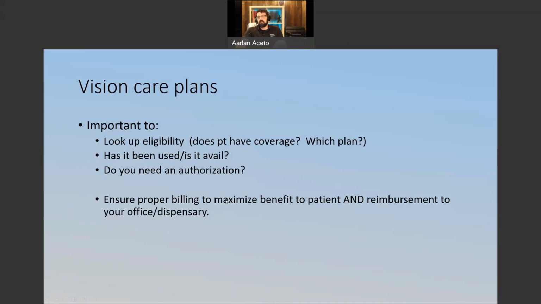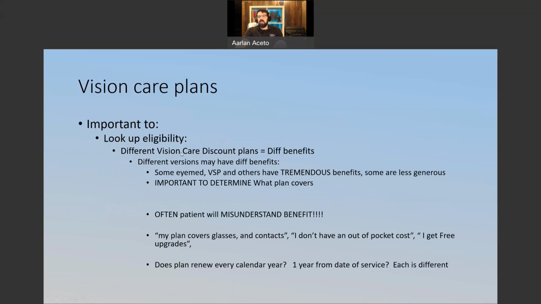So it's very, very important. So again, different vision care discounts equal different benefits. An iMed plan is not an iMed plan is not an iMed plan. Different versions of the same plan may have different reimbursements. Sometimes they'll pay $120 for a frame for iMed. Some they'll pay $95 for a frame for iMed. Sometimes they won't pay anything, but they'll mandate that you give them a 40% discount for iMed.